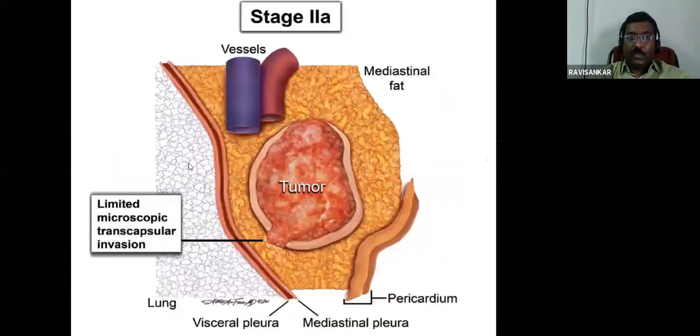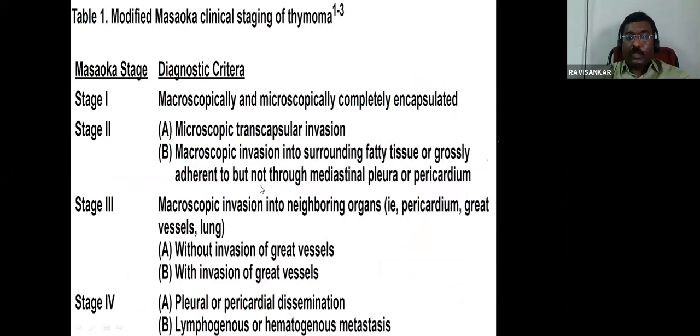When it is adherent to the mediastinal pleura or pericardium, but not through the mediastinal pericardium, it is called stage 2. So here you have to be very, very careful. When macroscopic invasion into neighboring organs occurs, it is stage 3. Stage 4 is pleural or pericardial dissemination, that is pleural drop metastasis, which is stage 4A. If they have a hematogenous metastasis, it's stage 4B.